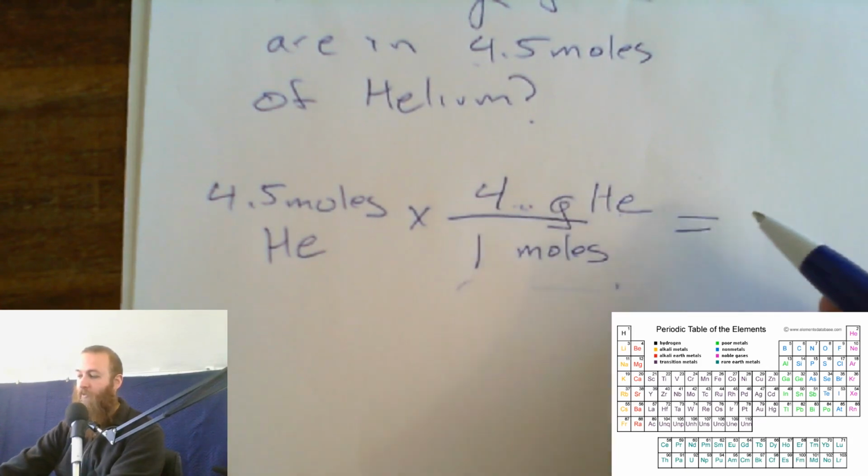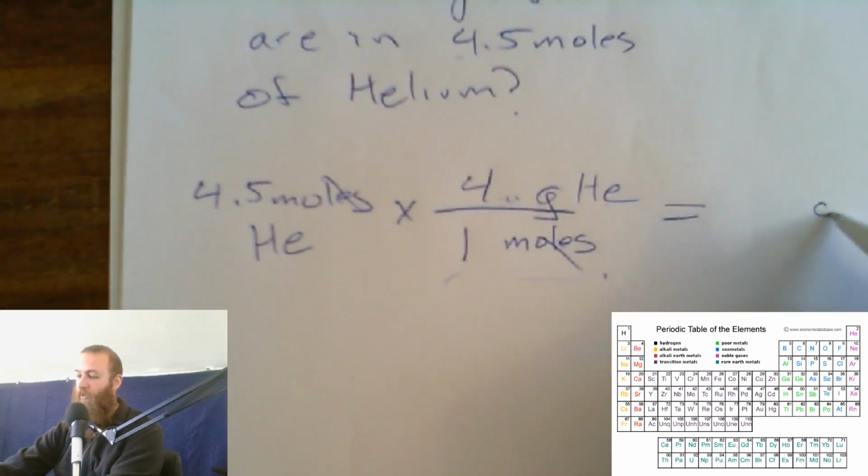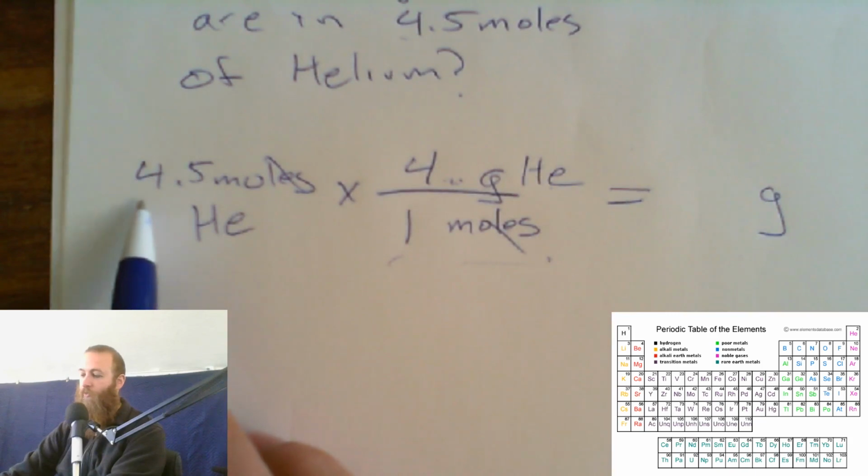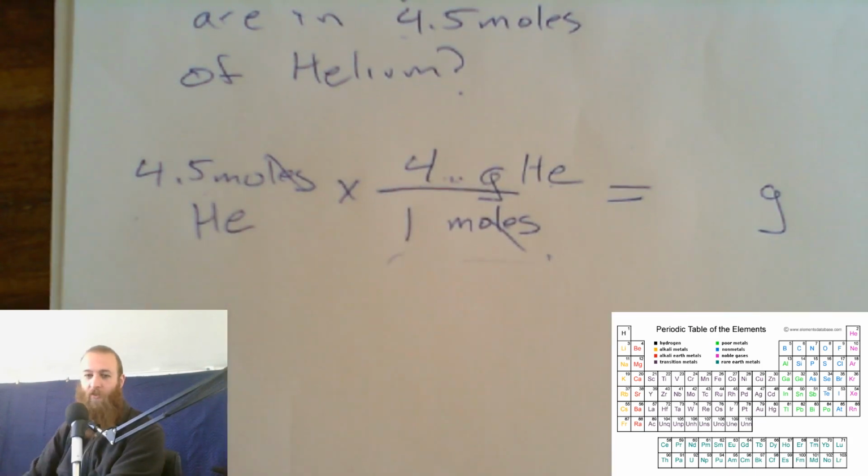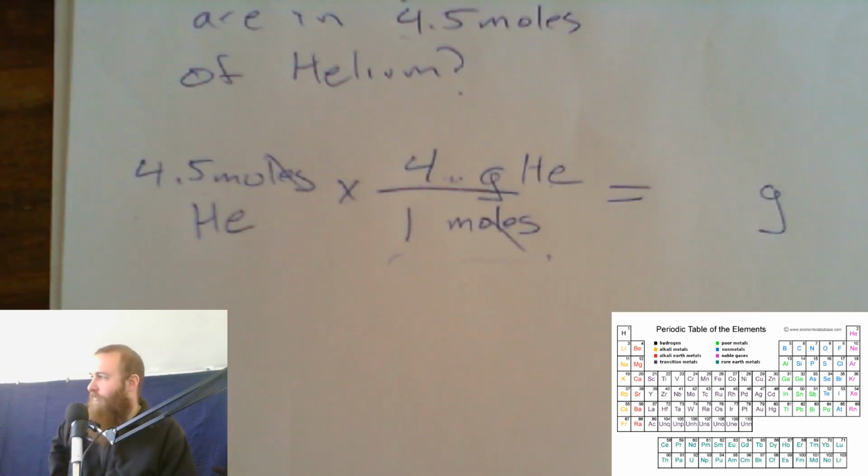I got this from the periodic table. Now you got to do the math because you canceled out moles and you're left with grams. That should answer the question. 4.5 times 4. Now let's do that in your heads. No calculators. Let's see if I can do it. 4 times 5 is 20. Carry the 2, so it comes out to be... 4 times 4 is 16.